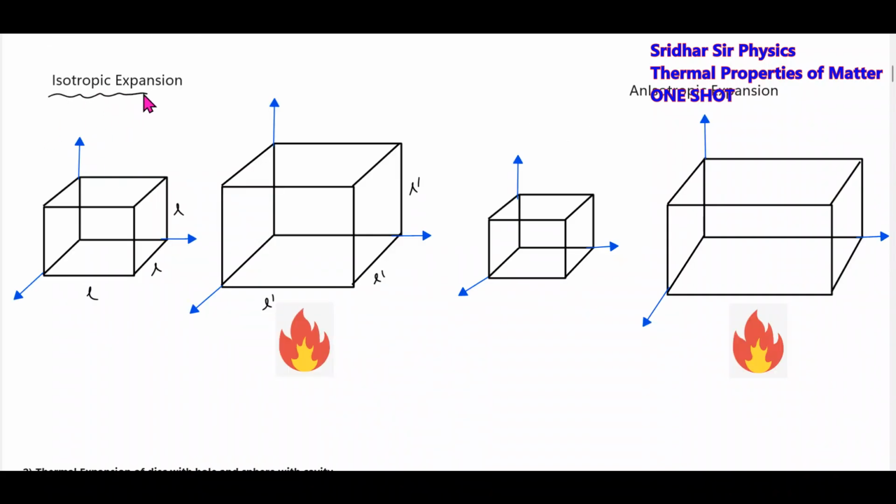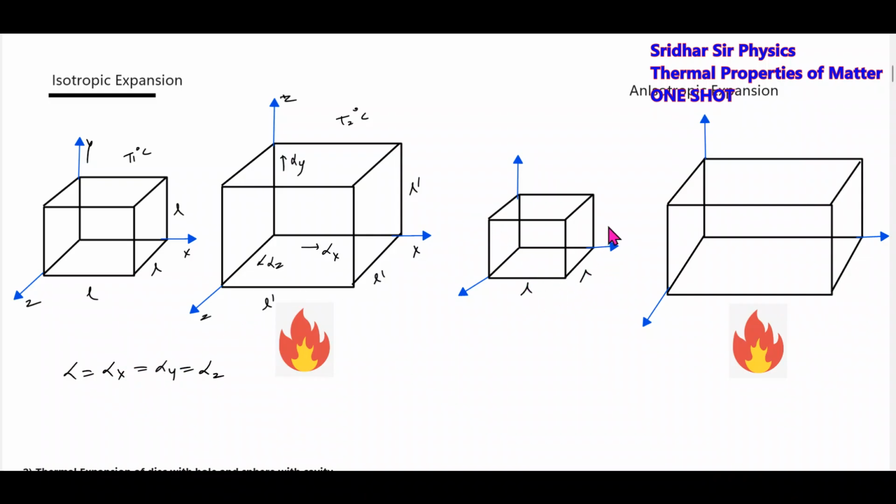We'll discuss isotropic expansion. This is at temperature T1 degrees Celsius, this at temperature T2 degrees Celsius. These are axes X, Y, Z. As we apply heat, the temperature of the object will increase. It will expand equally in all directions. Alpha X equals alpha Y equals alpha Z. This is what happens in the thermal expansion of solids, an isotropic substance. It will have the same property in all directions.